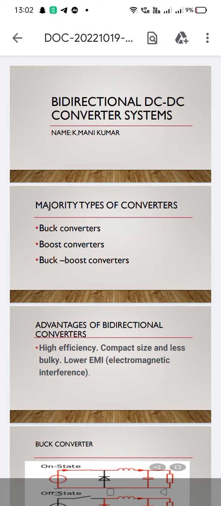Today my topic is about bidirectional DC to DC converter systems to achieve critical power conditioning in DC to DC power conditioner systems. There are three major types of converters. They are buck converters, boost converters, and buck boost converters.